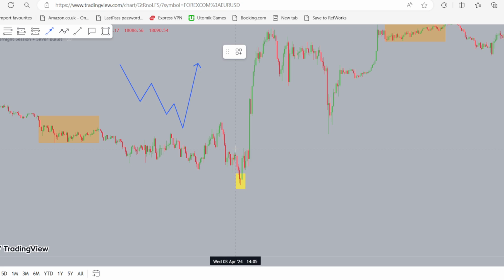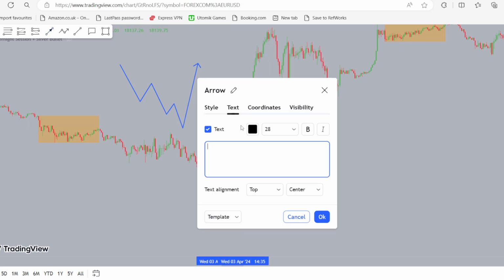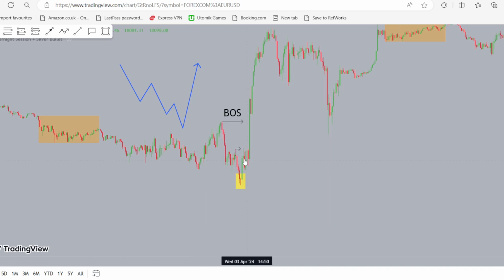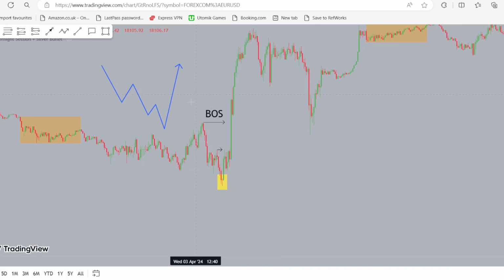There's one down here. So this is the sort of minor shift, if you like, but we have our major shift, which gives extra confirmation to look for buys just over here. So this is our BOS. It can be down here if you're more aggressive, but conservative traders just up here, break of structure.